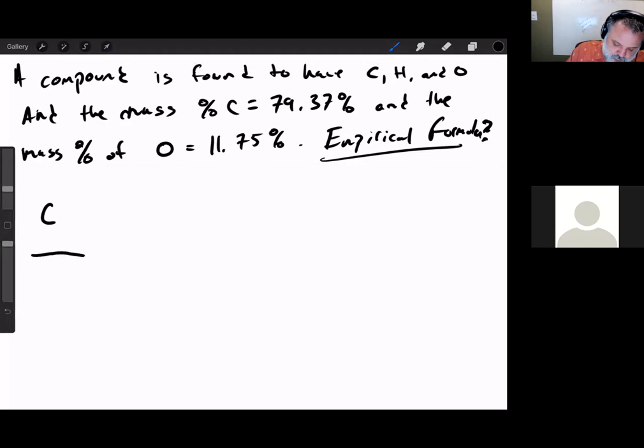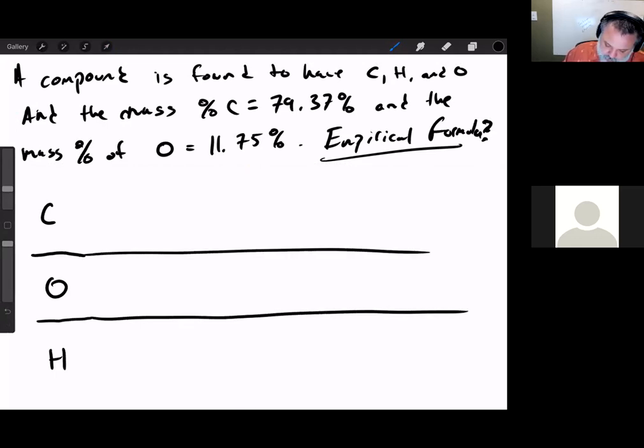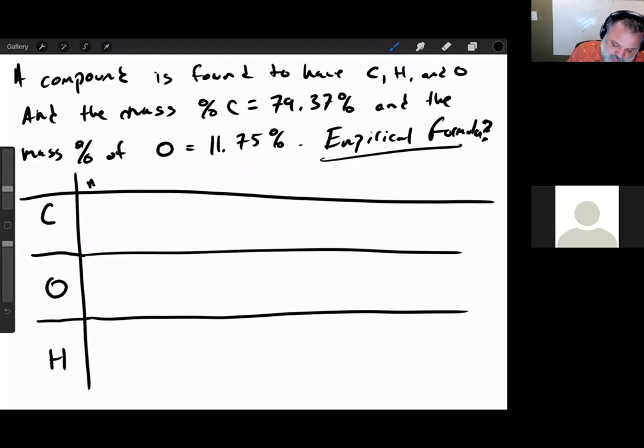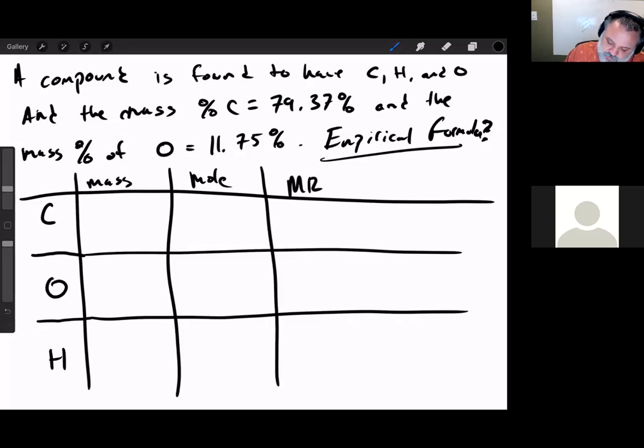Carbon, oxygen, hydrogen. Mass, mole, ratio. Maybe I'll need another one.